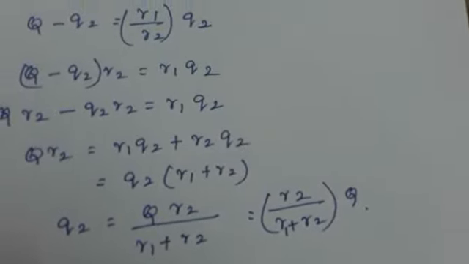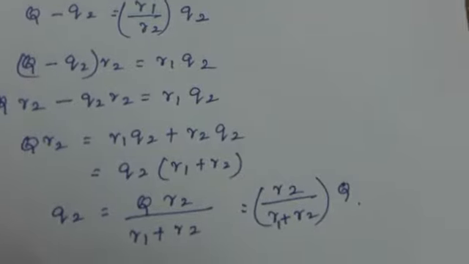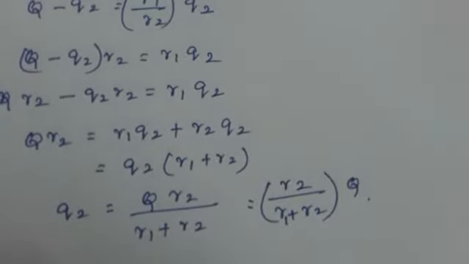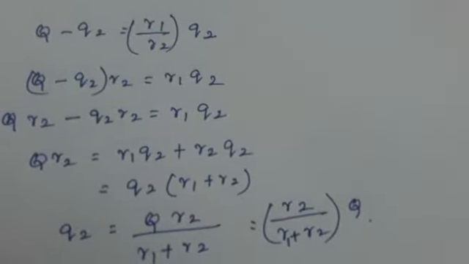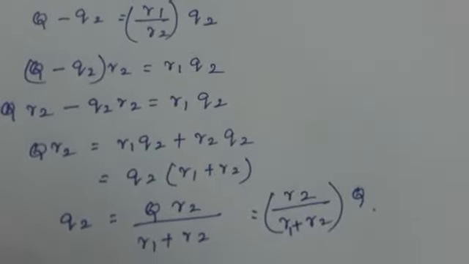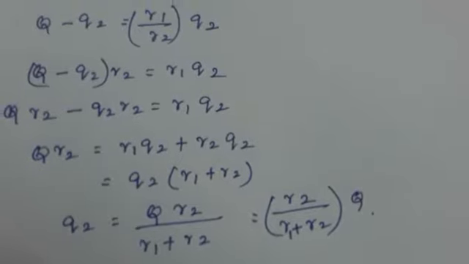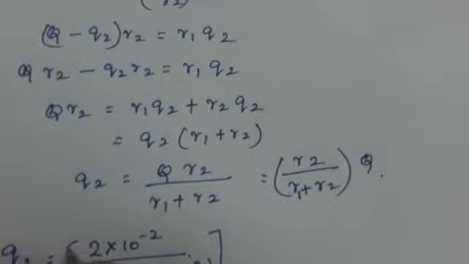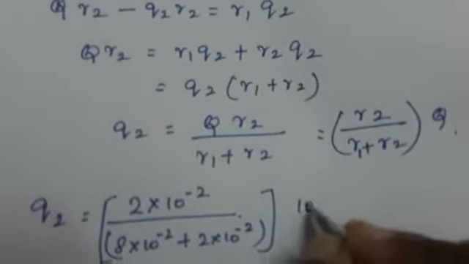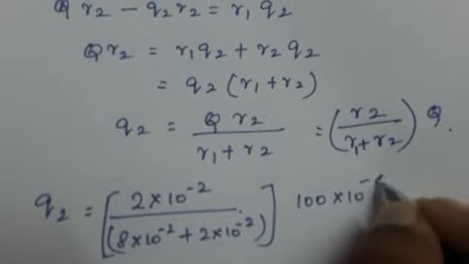Your R2 is 2 centimeter. So we can write it as 2 into 10 raised to minus 2, divided by R1 is 8 centimeter. So 8 into 10 raised to minus 2 plus 2 into 10 raised to minus 2, into what is your Q value? That is 100 nanocoulomb. That is 100 into 10 raised to minus 9.